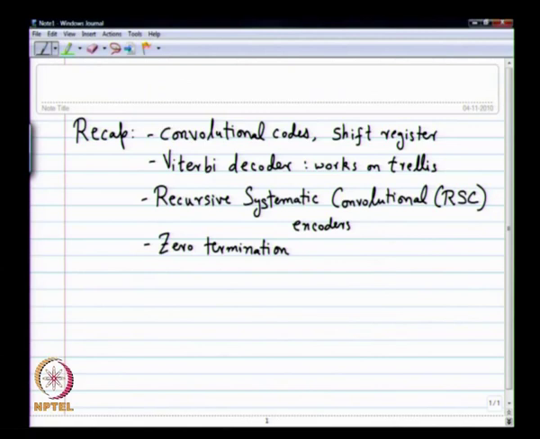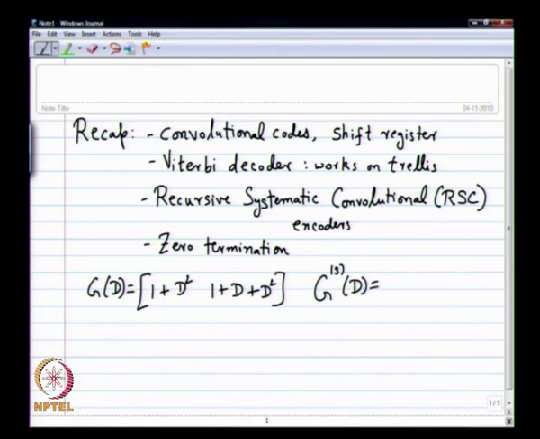I gave you two examples. The canonical examples are important to understand. They are very typical, and any other example also will be very similar to that. So what is this example? This example is basically G(D) being 1 plus D squared and 1 plus D plus D squared. And another equivalent form for the same encoder was 1 plus D squared by 1 plus D plus D squared. Am I right? Did I say that?